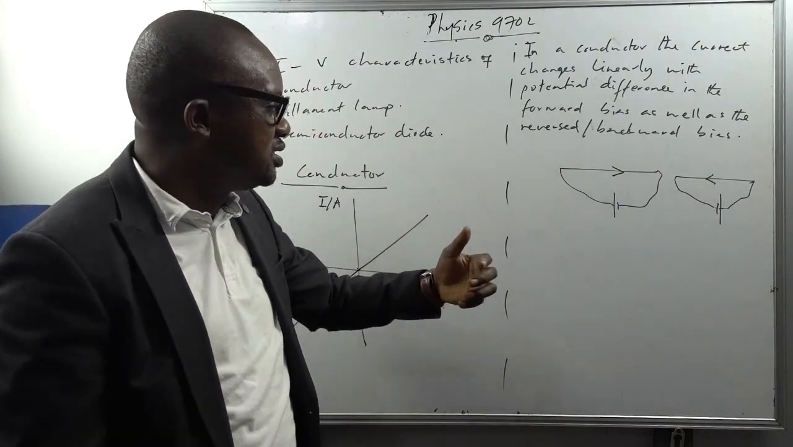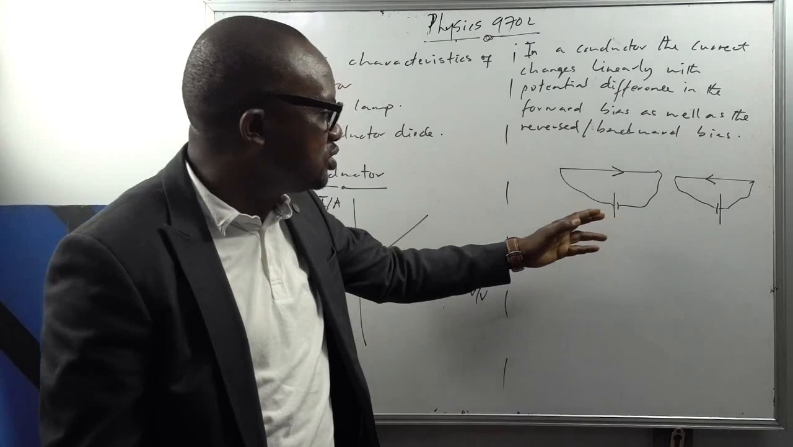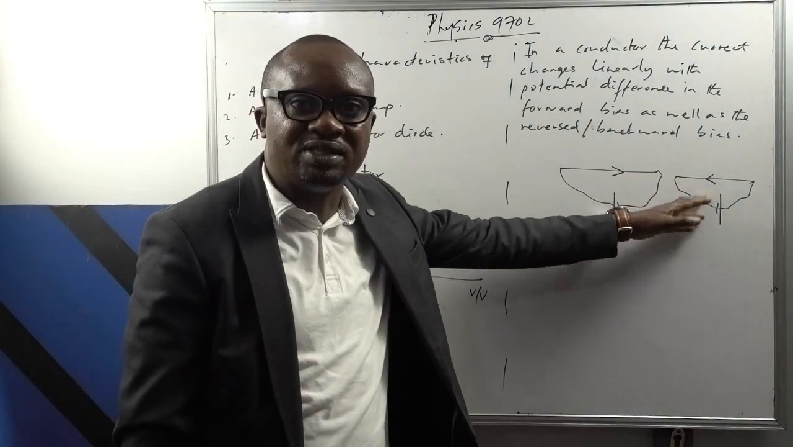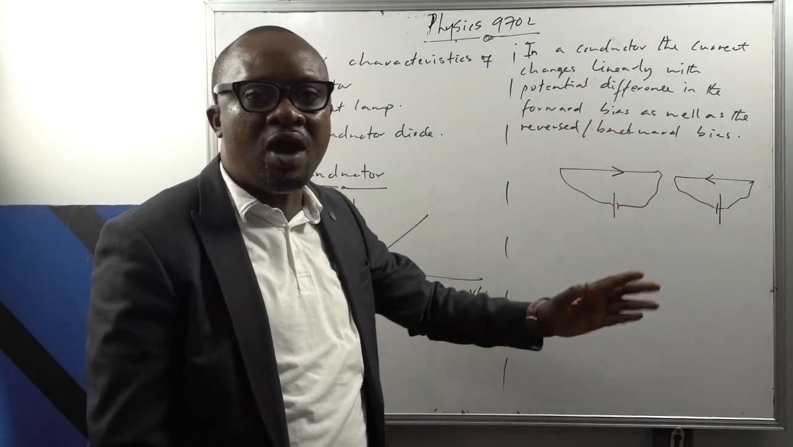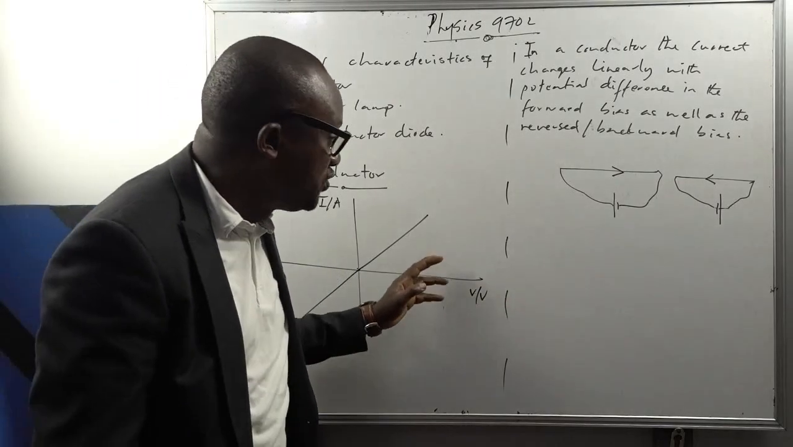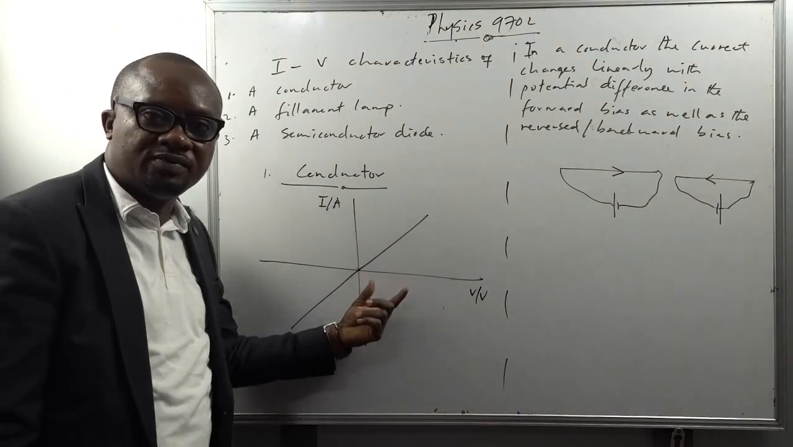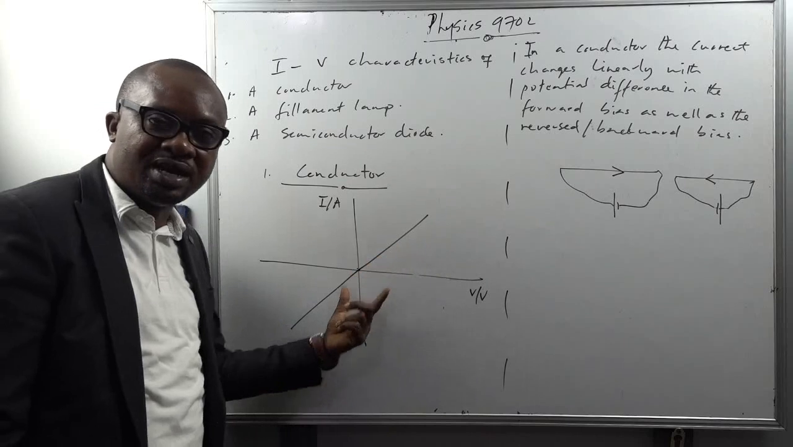And the conductor allows current to flow in the forward bias as well as the what? The reverse bias. However, the current flowing is directly proportional to the potential difference in both directions.